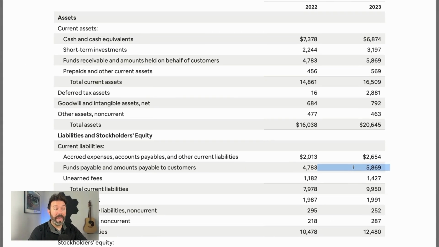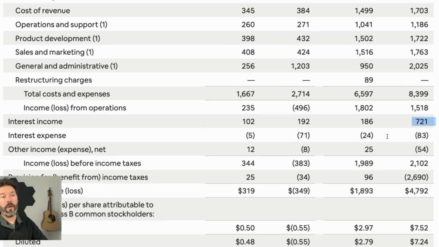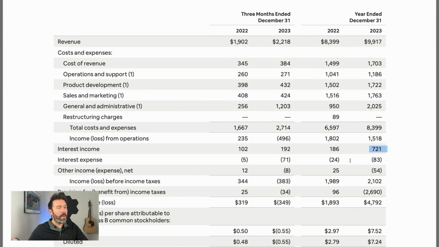The great thing about that is if you go up here, Airbnb gets to collect interest on that cash that they're holding on behalf of customers. Now, some of this is related to Airbnb's own cash, but last year, $721 million of interest income just from cash on the balance sheet.